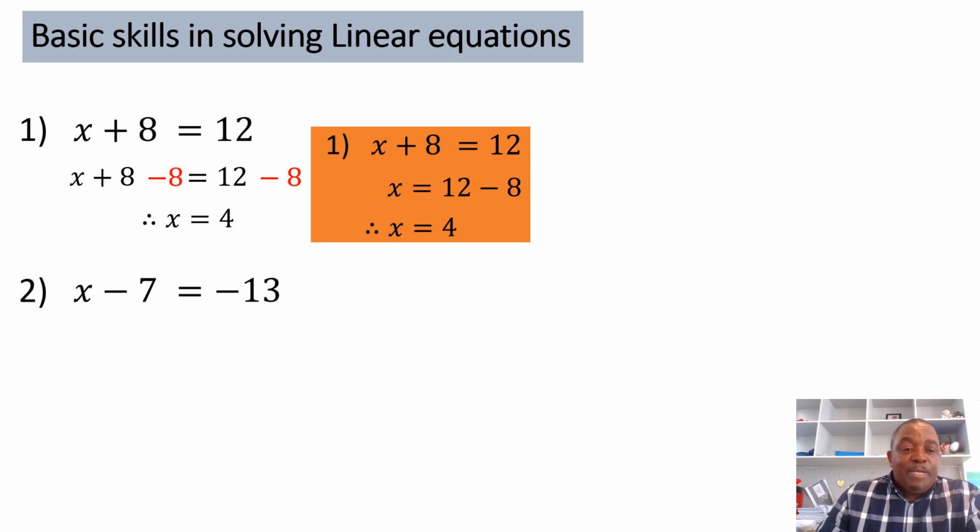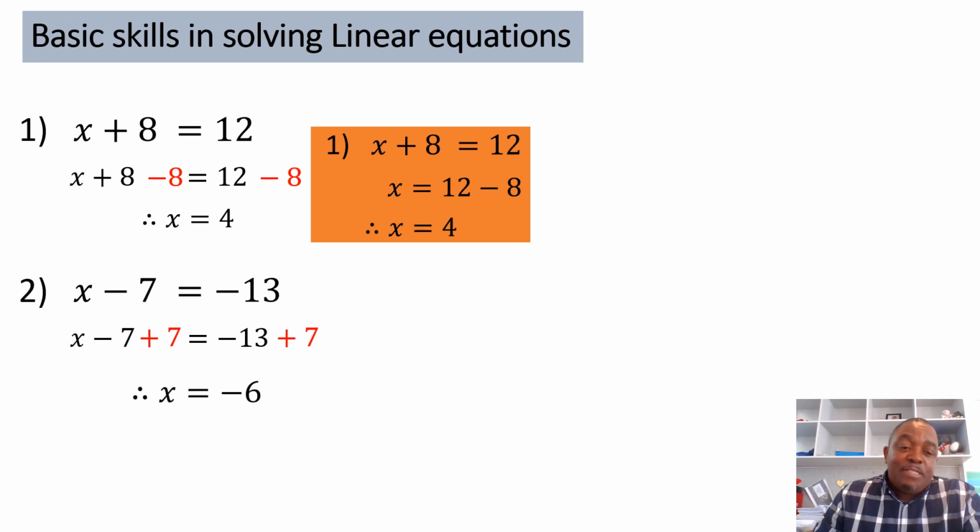Same thing here, x minus 7 is equal to negative 13. Definitely the additive inverse is positive 7. So we need to add positive 7 on both sides because we need to deal with the additive inverse of negative 7. And therefore, that's positive 7 added on both sides, giving us x equals negative 6. Very easy.